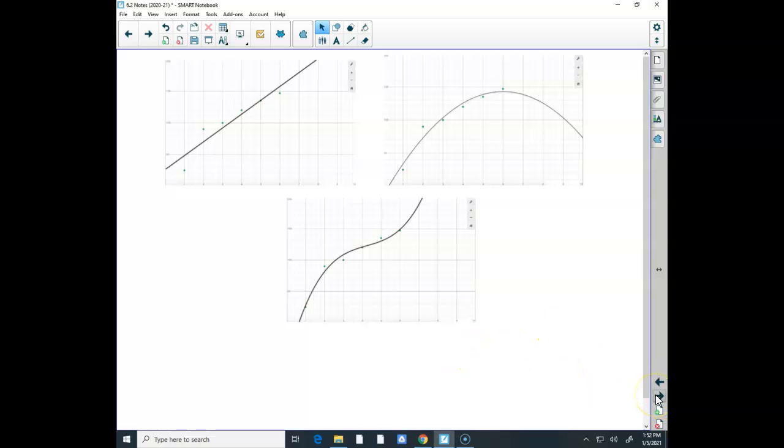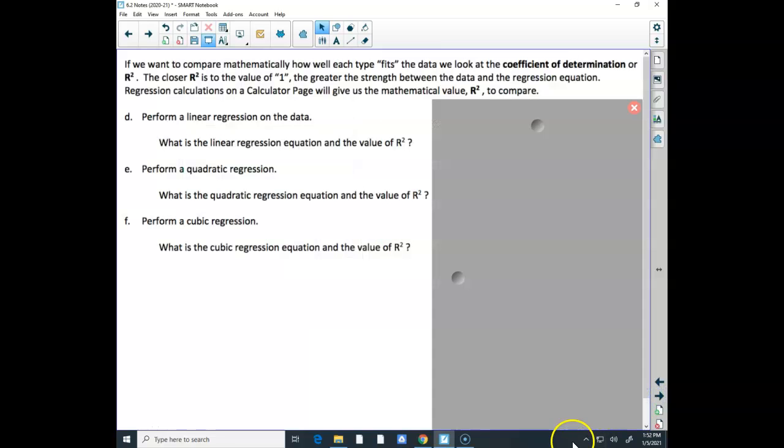So now I'm going to go to my next spot here. This is going to be talking about, in a minute, okay, if we want to compare mathematically how well each type fits the data, we look at what's called the coefficient of determination. And mathematically, the coefficient of determination is called R squared.